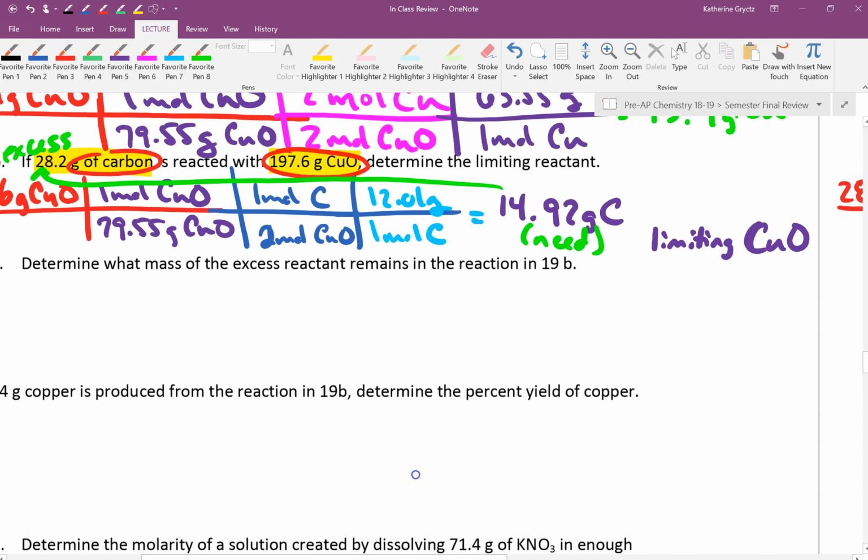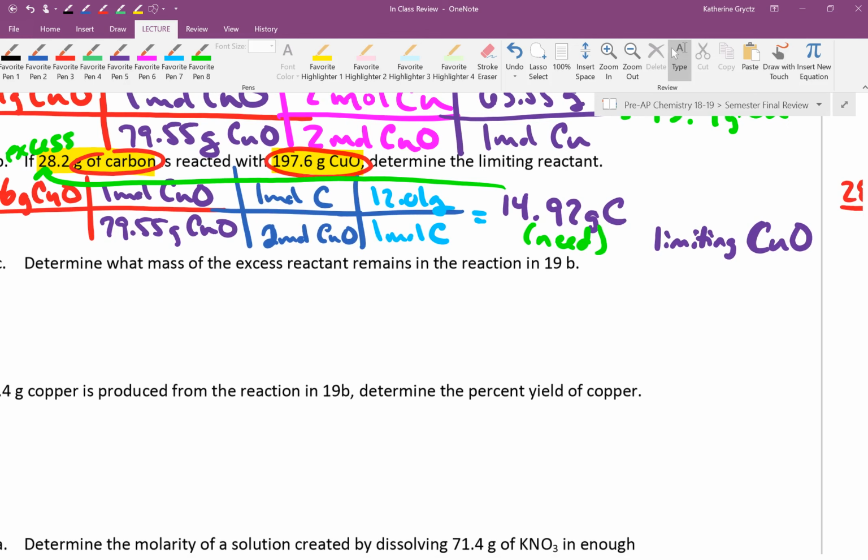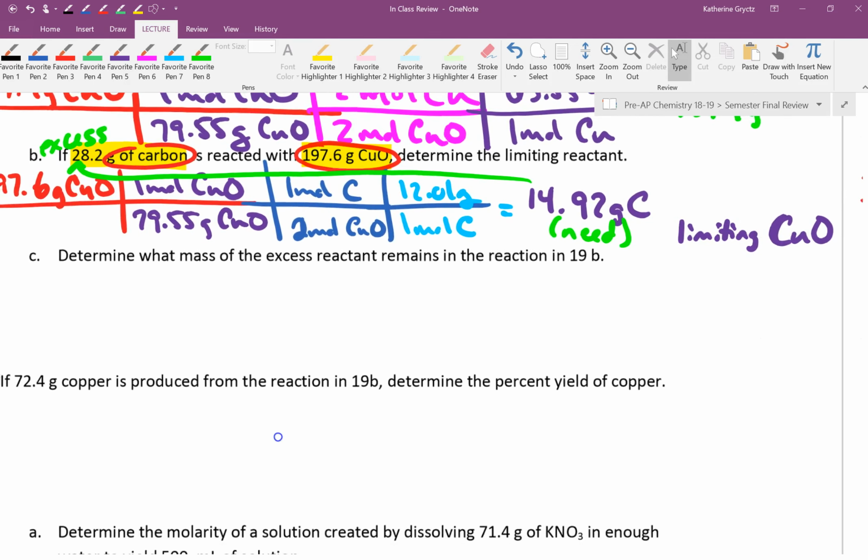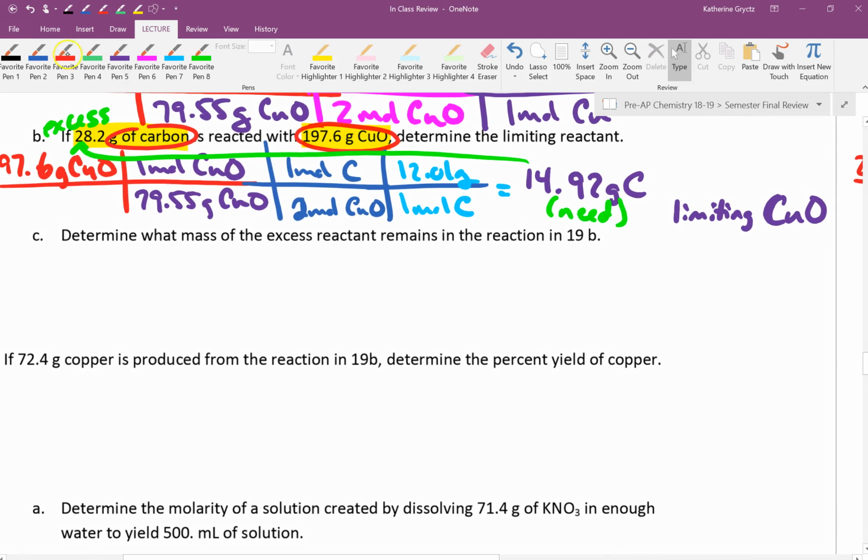Okay, so it doesn't matter. If you want to use the other method that you learned, that's absolutely fine. The only reason I use this method is that occasionally it saves me a little bit of work if I get lucky, if I'm asked a question like C. So C says, determine what mass of the excess reactant remains in the reaction in 19B. So the first way I worked it would not have saved me any work, but the second way I worked it, if I had chosen the 197.6 grams first, then I would save myself some steps.